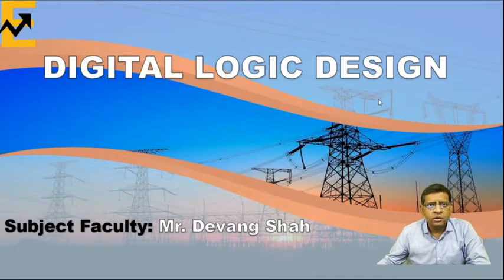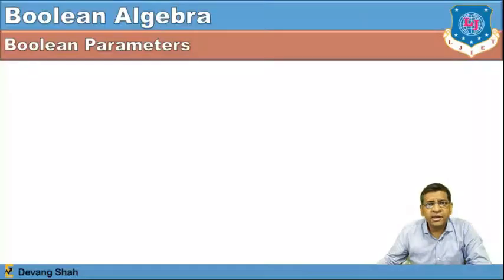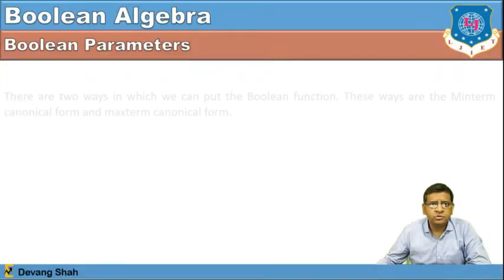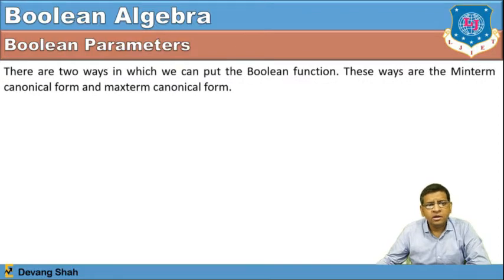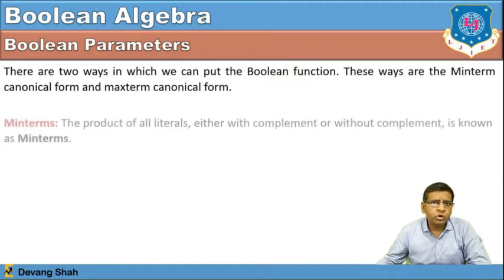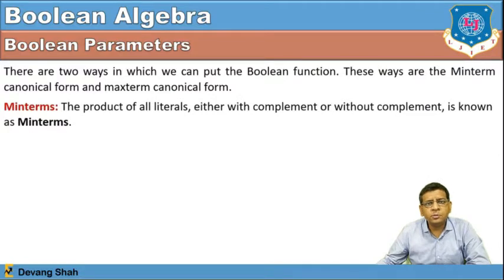So here our first point is to define some terms in Boolean algebra. In digital electronics, those terms are defined as min term and max term. There are two ways in which we can put the Boolean functions: min terms and max terms. So what is a min term? A min term is nothing but the product of all literals, either in complement or without complement form, and it is known as the min term.